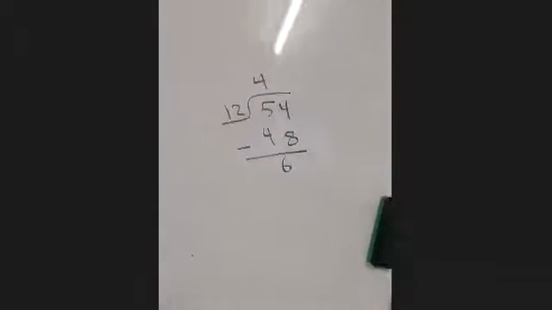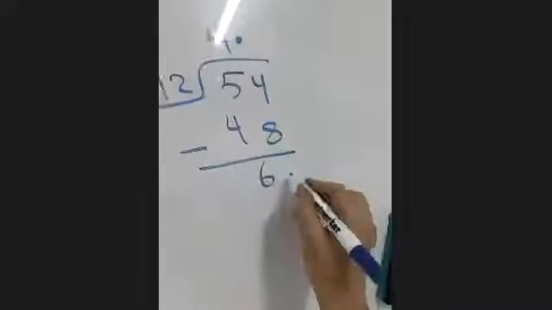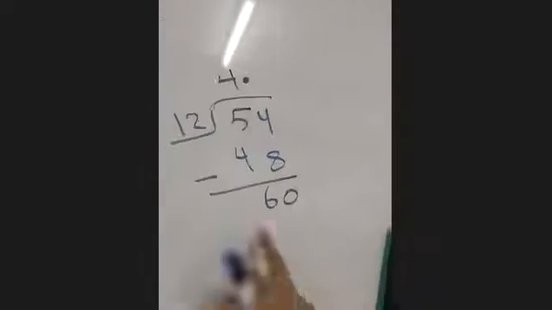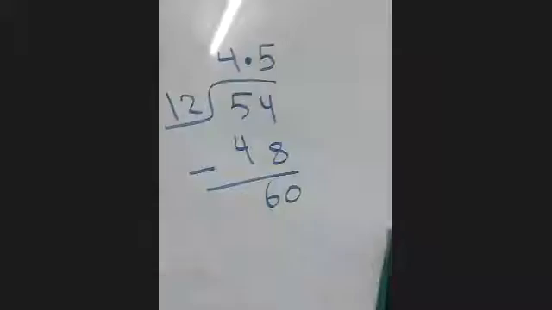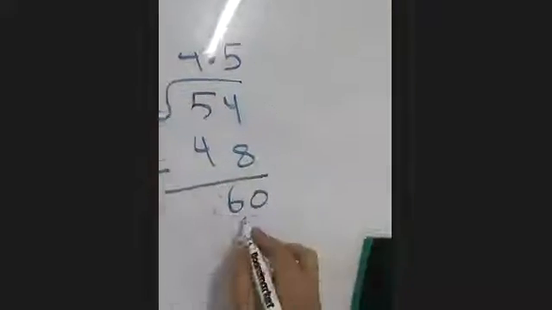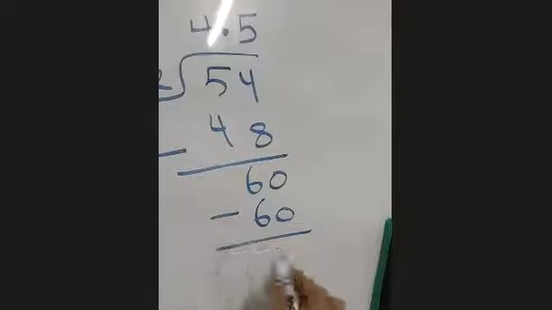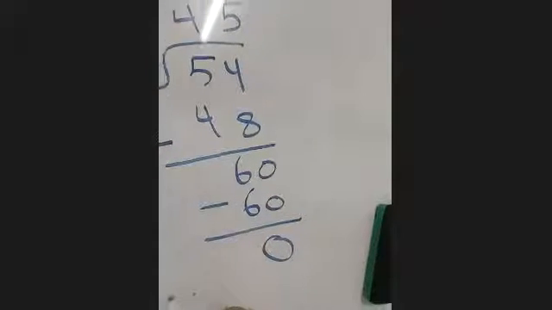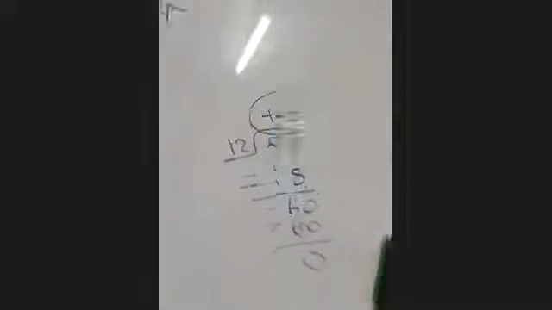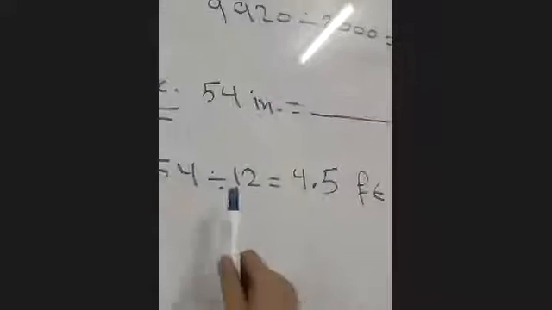Now, 6 is less than 12, so we can put a decimal here, and here we add 0. Now, 60 divided by 12 is 5. 5 multiplied by 12 is 60. Subtract, 0. So my answer is 4.5. I turn the inches to feet.